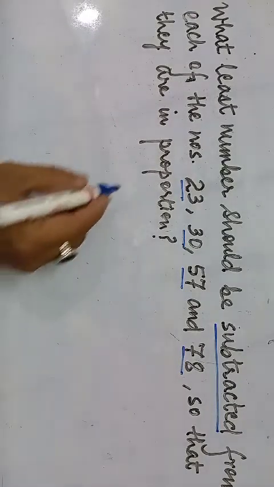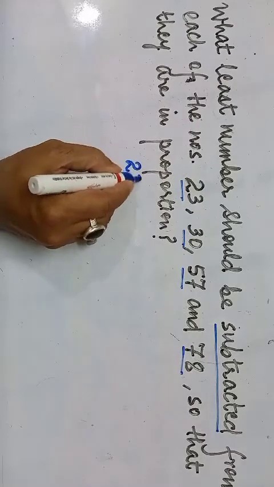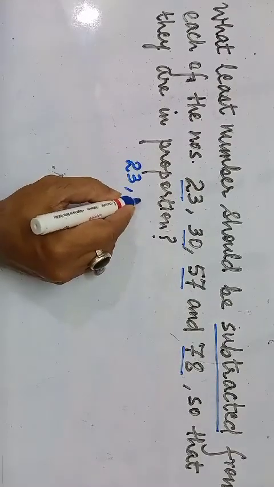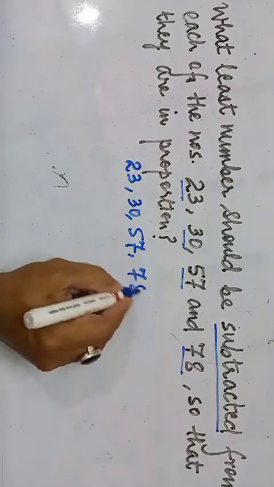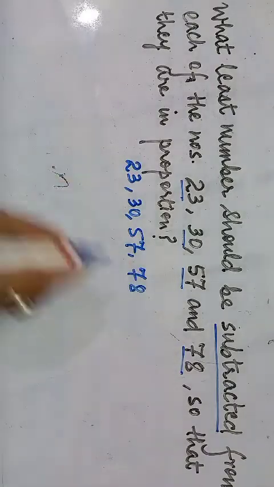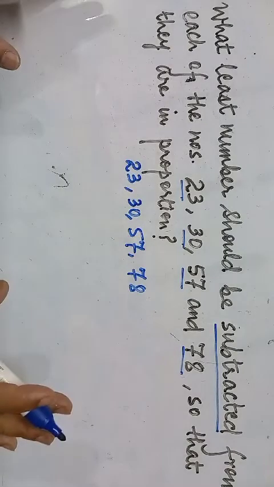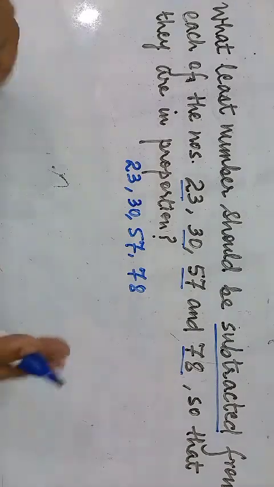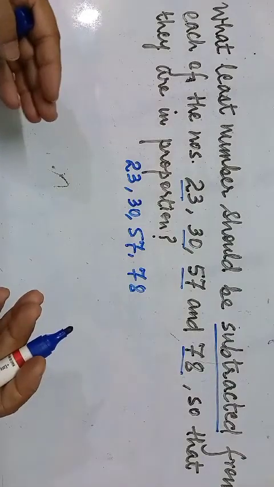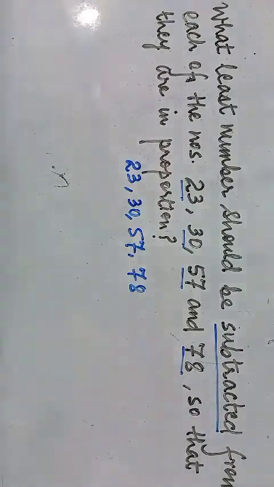So essentially in the beginning we have this number, this number, this number and 78. These are 4 numbers. Now the question has not said that they are in proportion right now. They are not in proportion yet. We have to do some change to them. We have to change them slightly. In what sense?